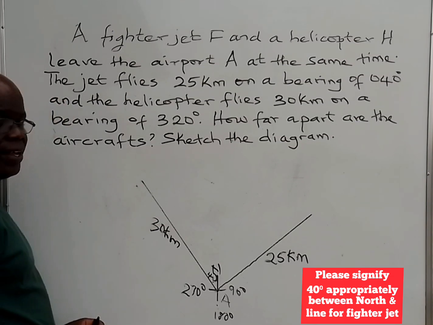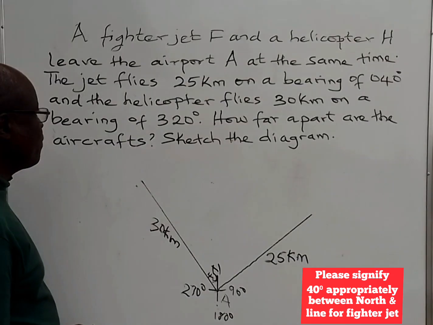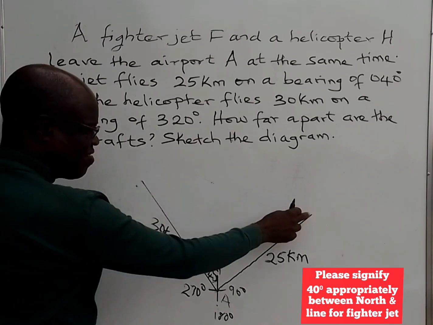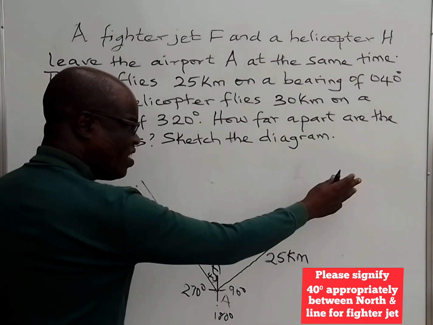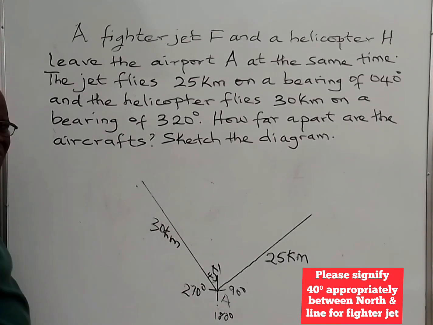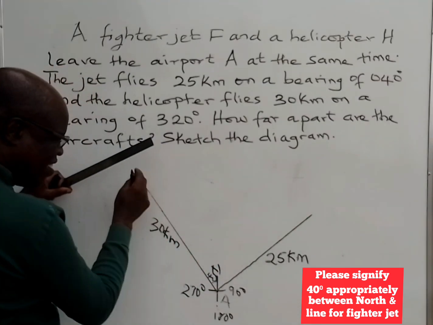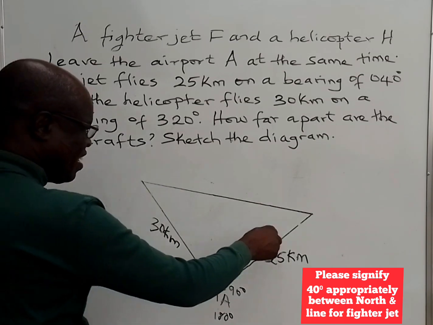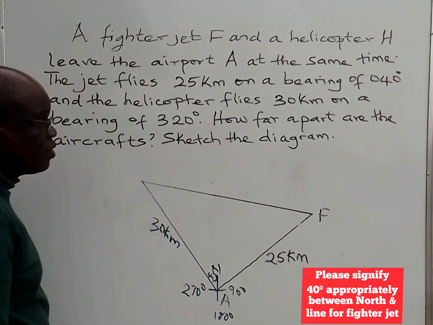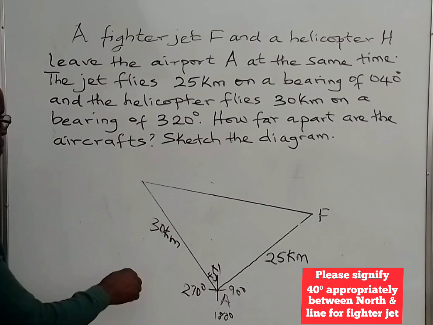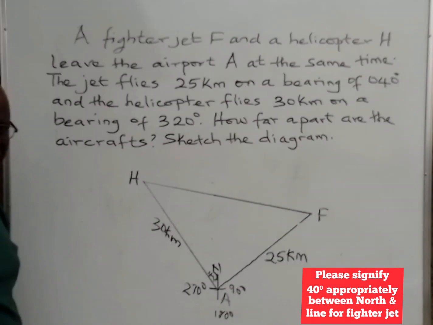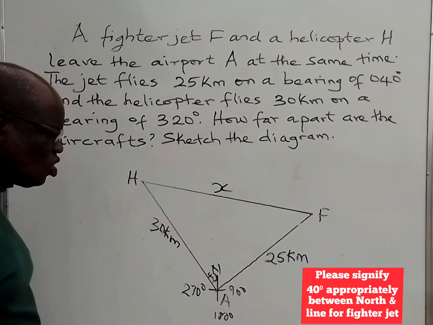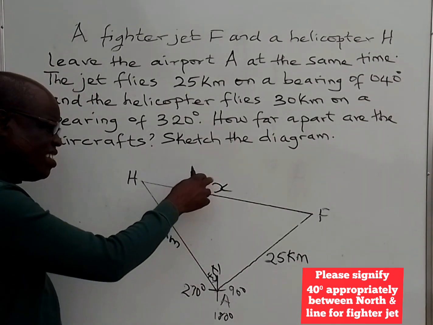Now the question says, how far apart are the aircraft? So the distance between here and here, because this is one aircraft, this is another aircraft. So the distance is just between here and this place. So if you like, you can put fighter jet F, then you can have helicopter H. So the distance between them is X. So what you are asked to find is X.